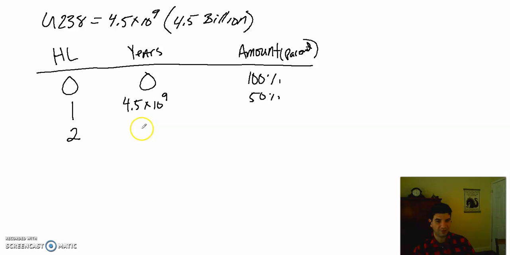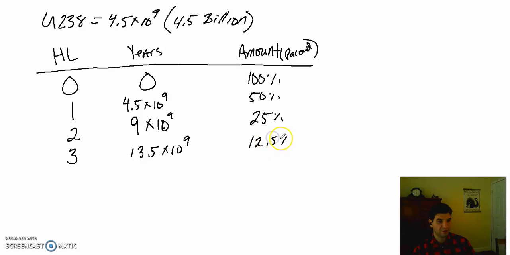By our second half-life, we waited another 4.5 times 10 to the 9th years, which equals 9 times 10 to the 9th. What percentage of the parent isotope are we down to? 25%. At half-life 3, we're now going to add another 4.5, which brings us to 13.5 times 10 to the 9th. We're going to take that 25% and cut that in half, which would drop it down to 12.5%. And you could just keep going with this, right?